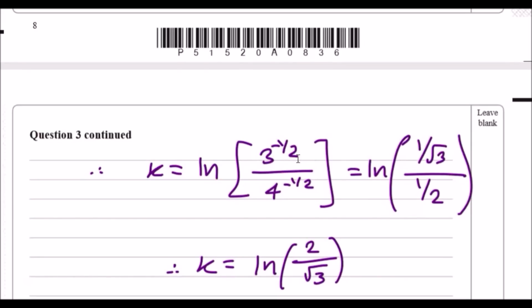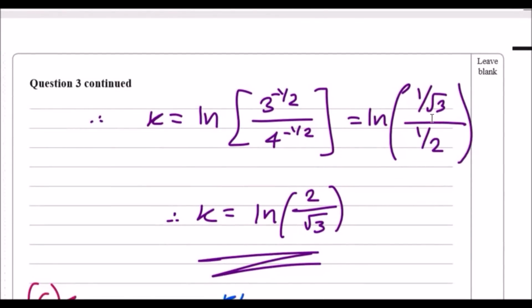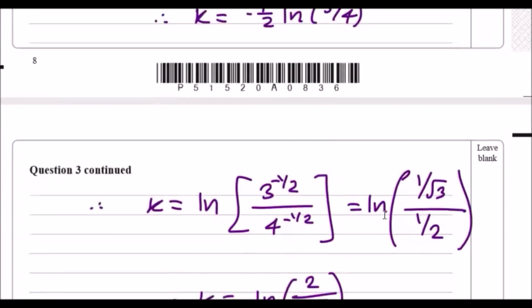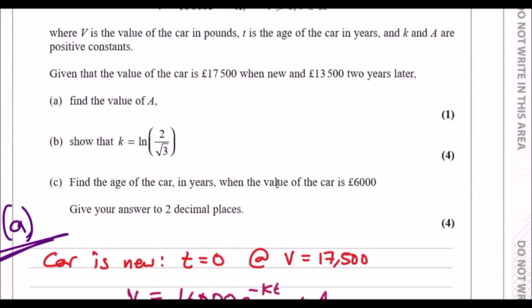So this is square root 3. When you've got a negative sign, it's the reciprocal, so it's 1 over root 3. Likewise here, this is 1 over square root 4, which is 2, so 1 over 2. And because they're both 1 overs, just flip them upside down to get 2 over root 3. This part you can put in a calculator and you should get that. So that was easy. As for the last bit, C.